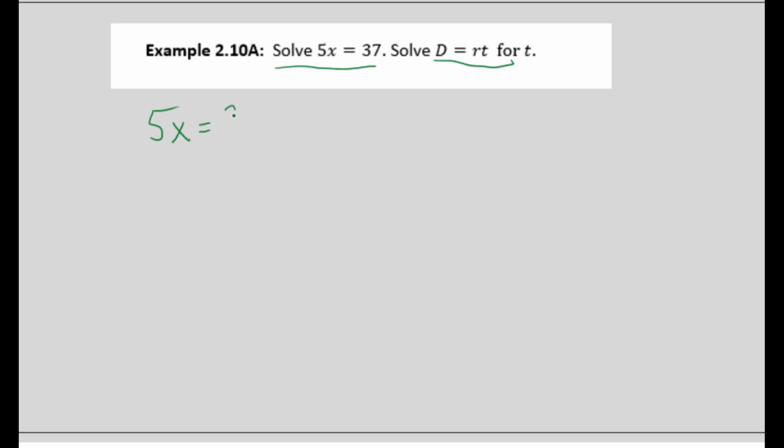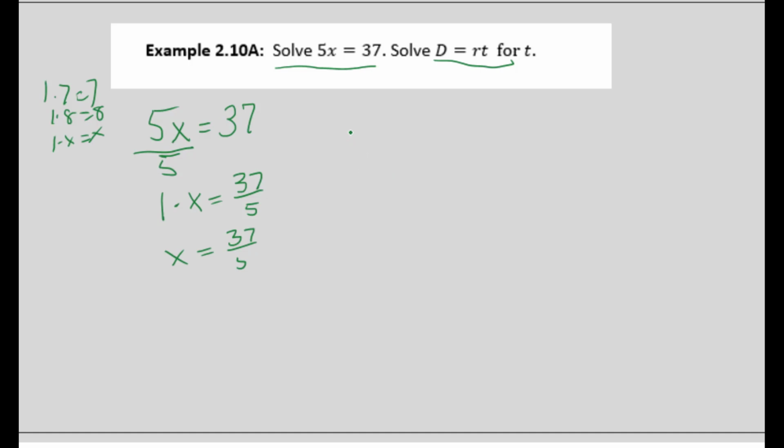5x equals 37. Now we want to divide by 5 and not by 37, because if I divide by 5, I get 5 divided by 5, which is 1. And 1 times x, just like 1 times 7 is 7, 1 times 8 is 8, 1 times x is x. x is just a number. So if I divide this side by 5, I divide this side by 5, and I can find out what number I need to make the equation true.